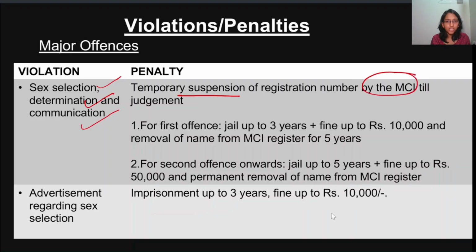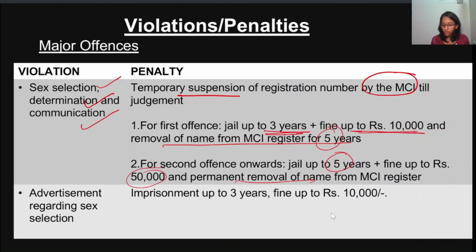So his MCI registration number is temporarily suspended, and for the first offense he can be put in jail for 3 years, fined up to 10,000 rupees, and removal of his name from the MCI register for 5 years can be done. And if he comes out and repeats the offense, then for the second offense, 5 years of jail, 50,000 of fine, and permanent removal of his name from the MCI register. So this is a very big thing.